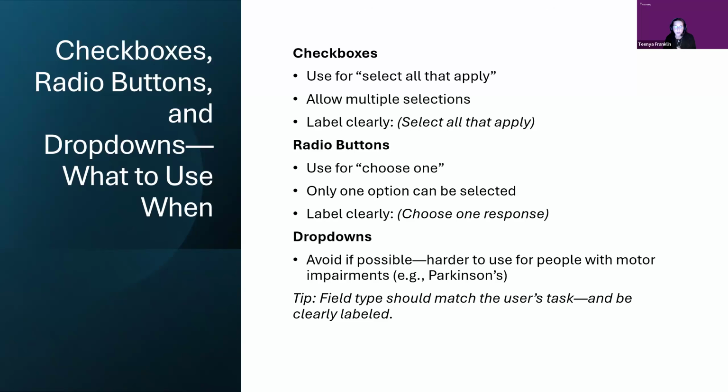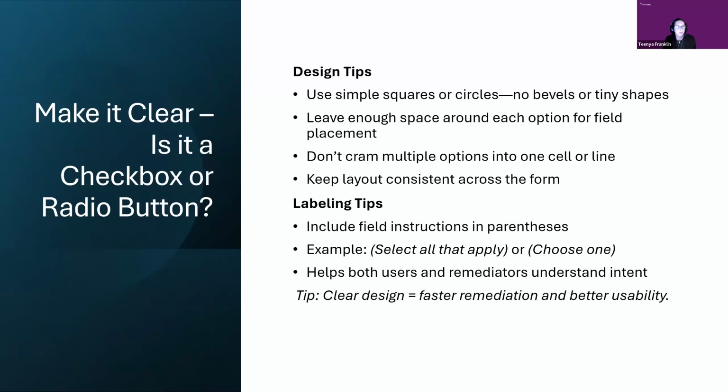And again, avoid if possible for drop downs. And the field type should match the user task and be clearly labeled. Make it clear. Should it be a checkbox or a radio button? For example, I've gotten many files in Word that are all squares, right? People use squares for radio buttons and checkboxes because you can change that format in Acrobat. But I need to know, if I'm the one making the PDF, which one you want.